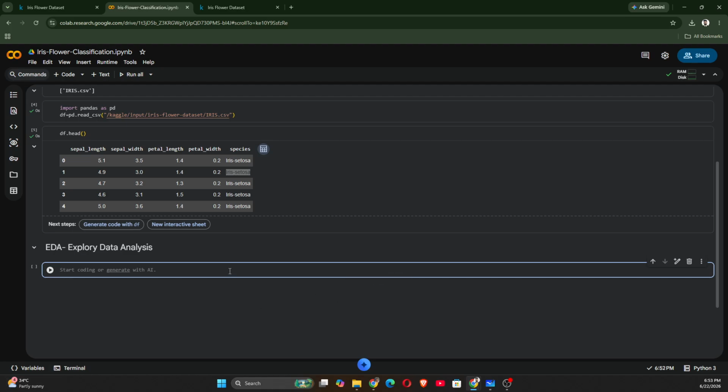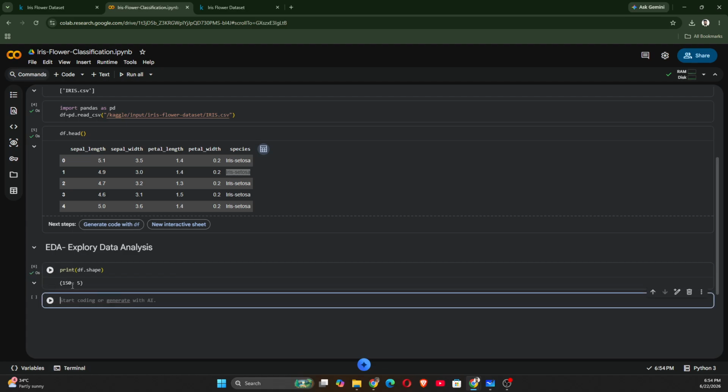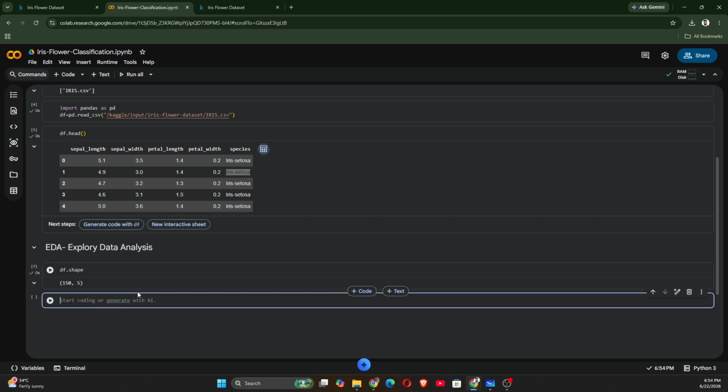So first we will be finding out the shape. So I would write printing the shape over here. It is 150 rows and 5 columns. If I do not print df.shape also, then it will give me the same answer.